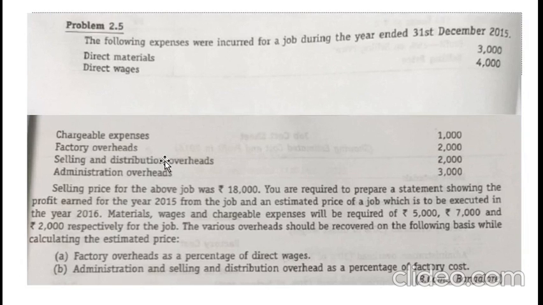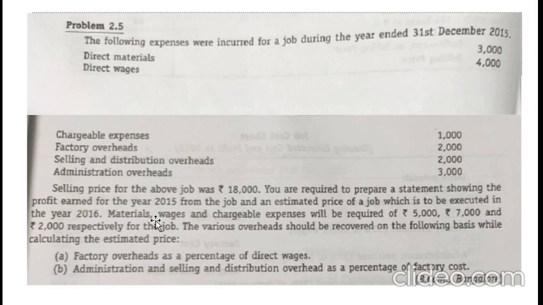Your next problem is problem number 2.5. In this question, the following expenses were incurred for a job during the year ended 31st December 2015. They have given you direct materials 3,000, direct wages 4,000, chargeable expenses 1,000, factory overheads 2,000, selling and distribution overheads 2,000, administration overhead 3,000. Selling price for the above job was rupees 18,000. You are required to prepare a statement showing the profit earned for the year 2015 from the job and an estimated price of a job which is to be executed in the year 2016.